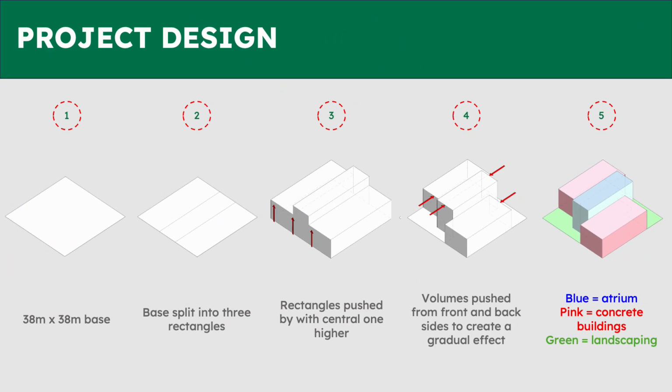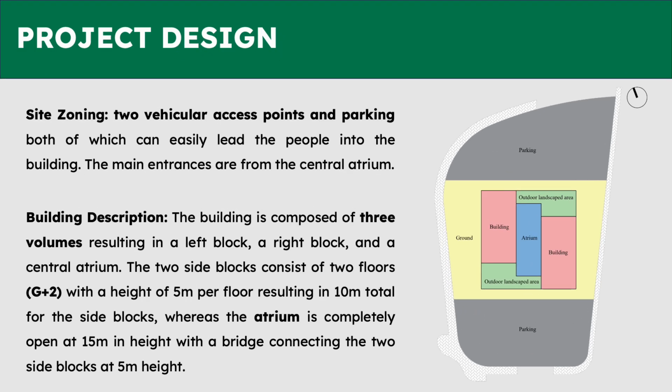As seen in the massing diagram, the building is composed of 3 volumes, a left block, a right block, and a central atrium. The 2 side blocks consist of 3 floors, ground plus 2, whereas the atrium is completely open with 2 bridges connecting the 2 side blocks. This is the proposed site planning with 2 vehicular access points and parking, both of which can easily lead the people into the building through the central atrium.